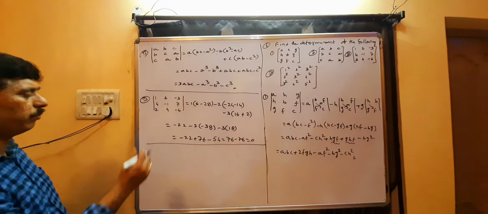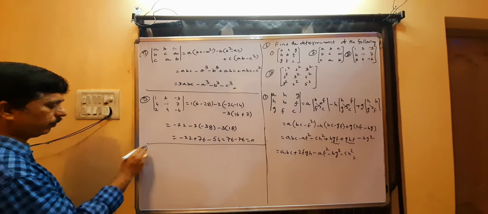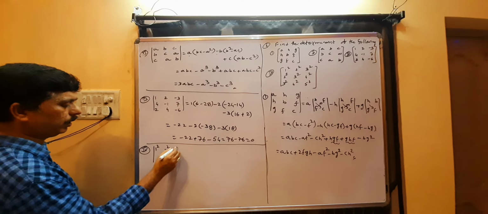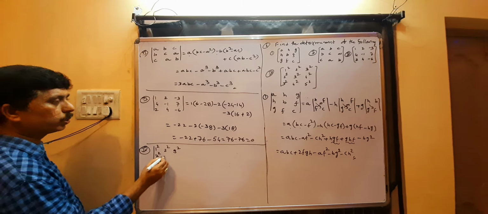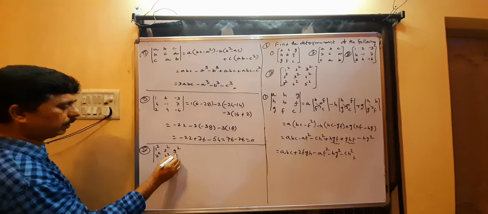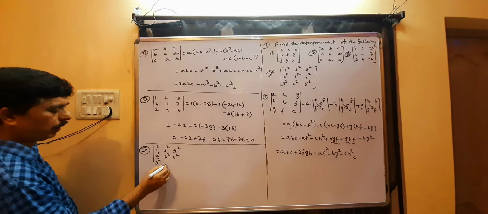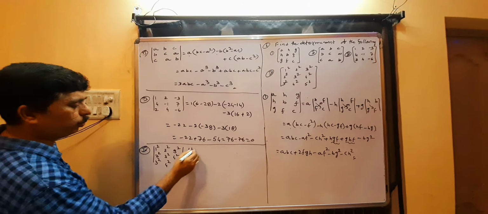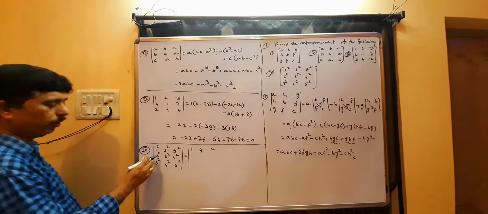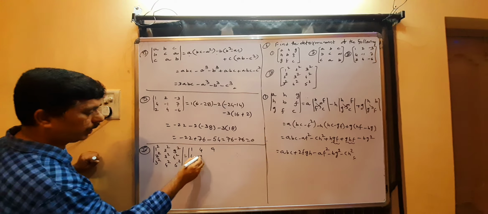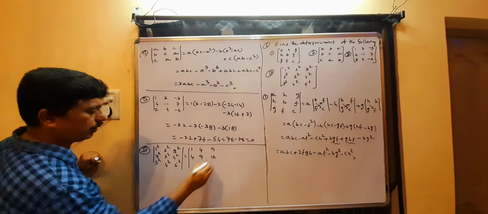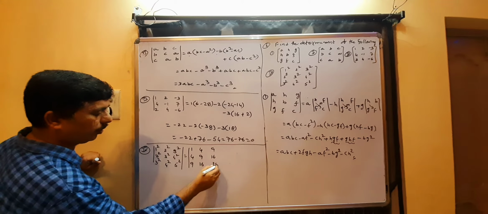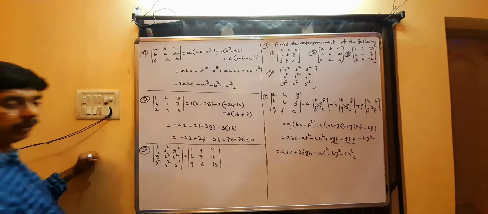Now coming to the next one, the fourth bit. The matrix is 1 square, 2 square, 3 square; 2 square, 3 square, 4 square; 3 square, 4 square, 5 square. That is 1 square means 1, 2 square means 4, 3 square is 9, 4 square is 16, 5 square is 25. Now you can find the determinant.